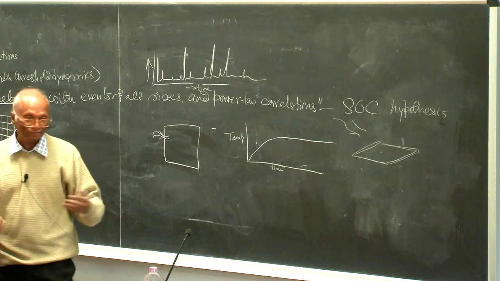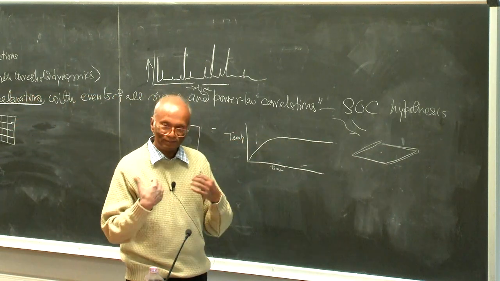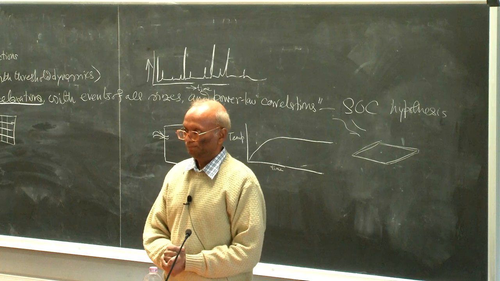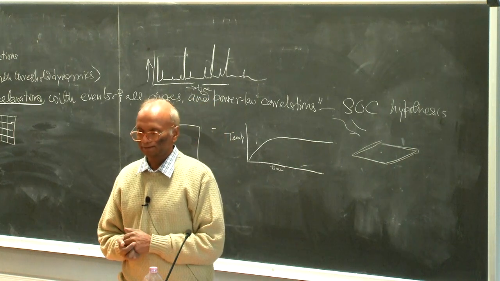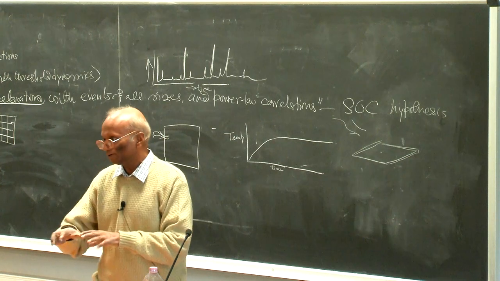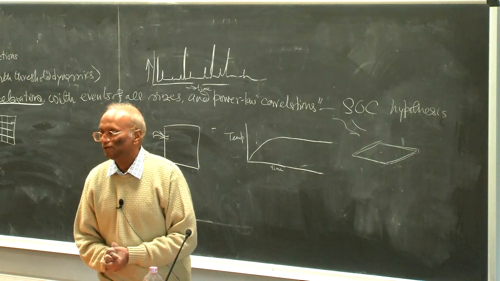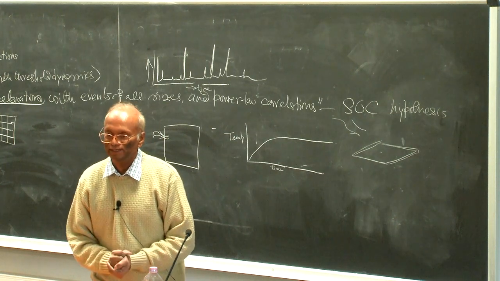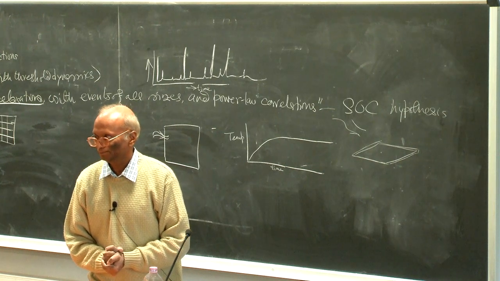So after some time, the temperature doesn't change much. And that is the steady state. Steady state is one in which, when you observe on a macroscopic scale, you don't see any noticeable variation in properties.